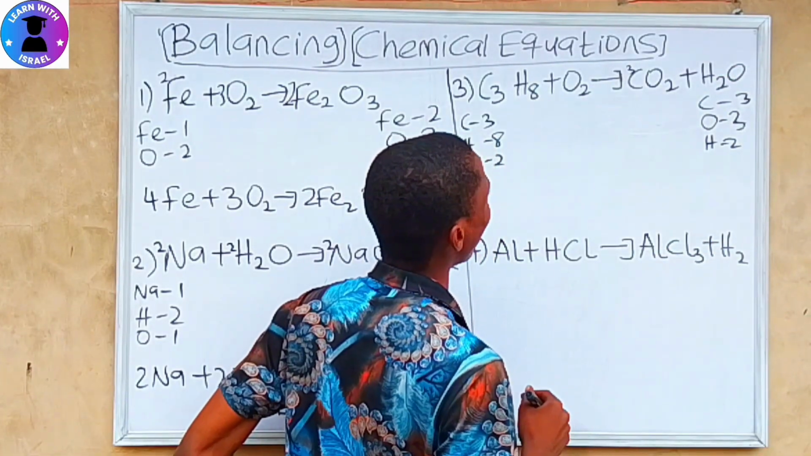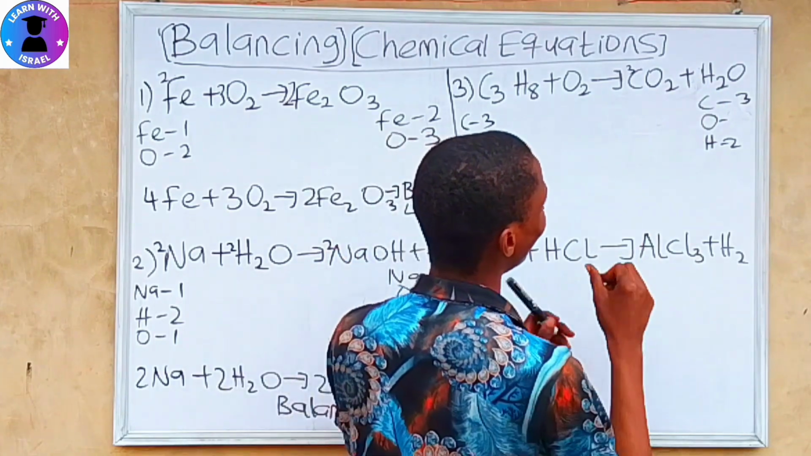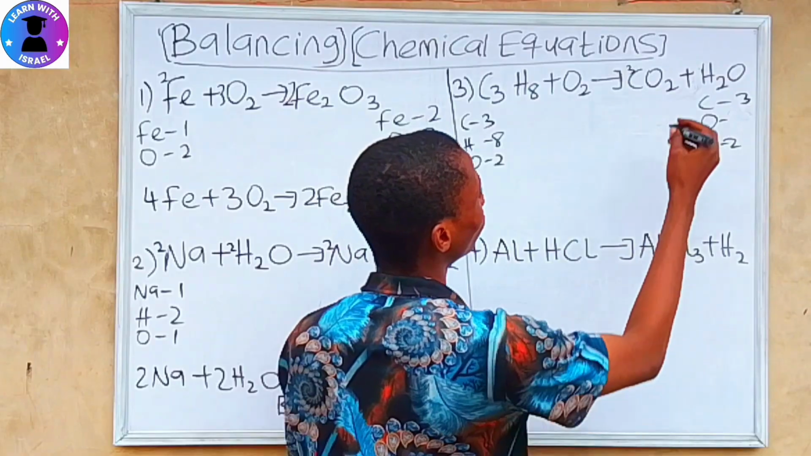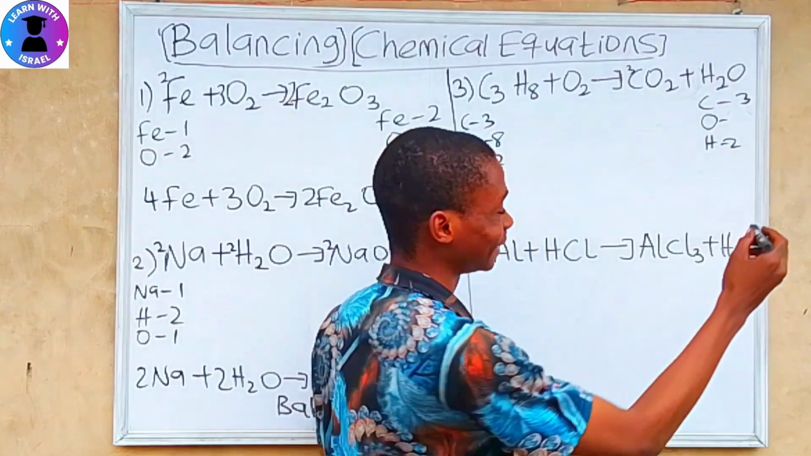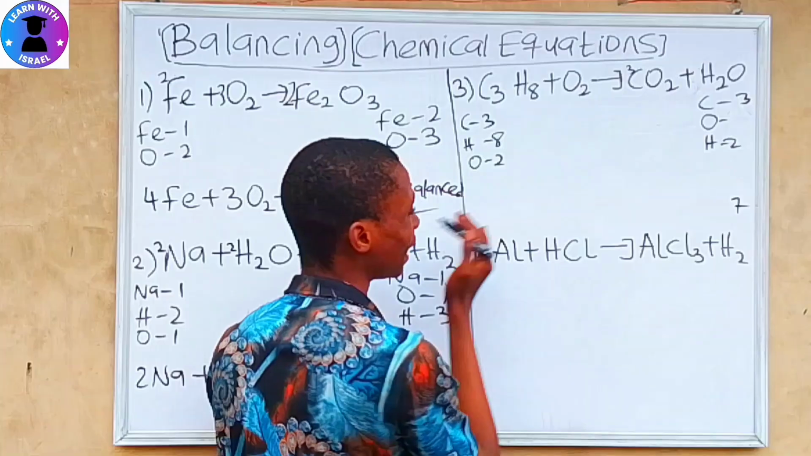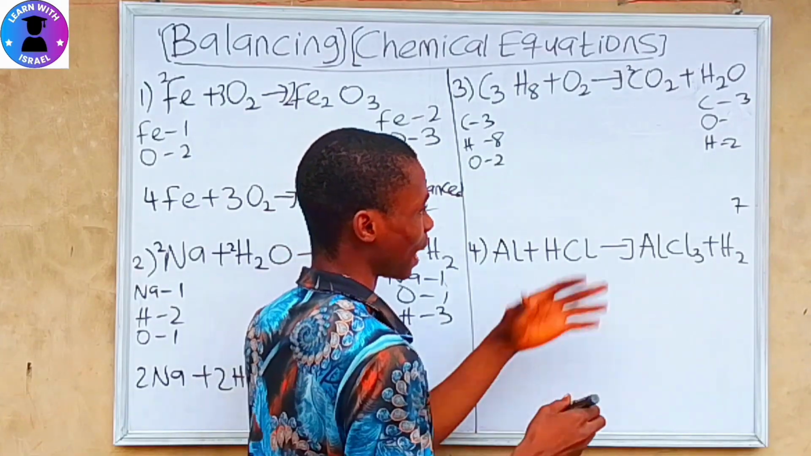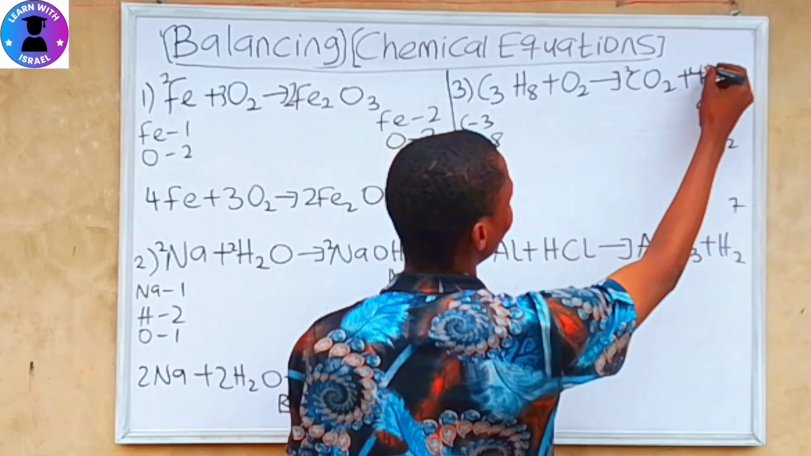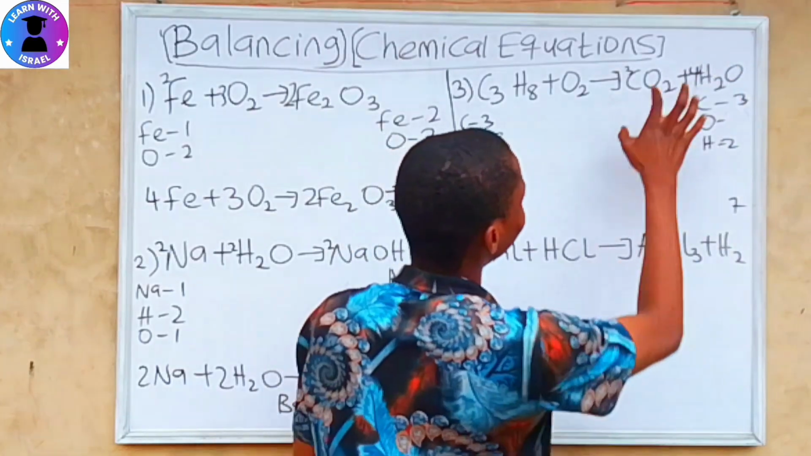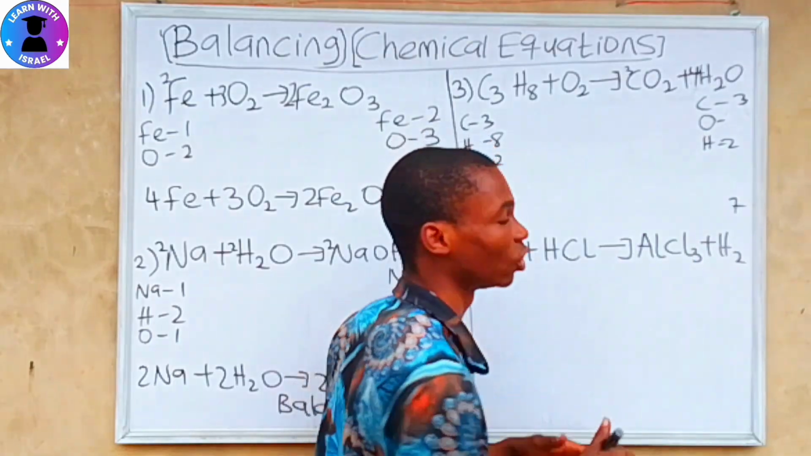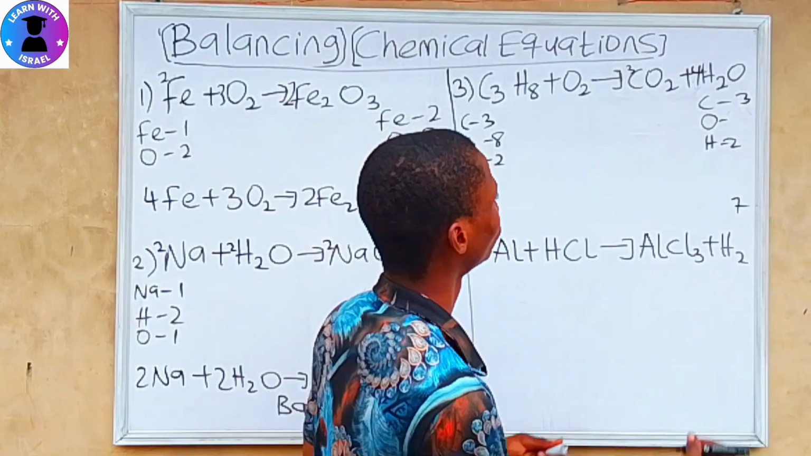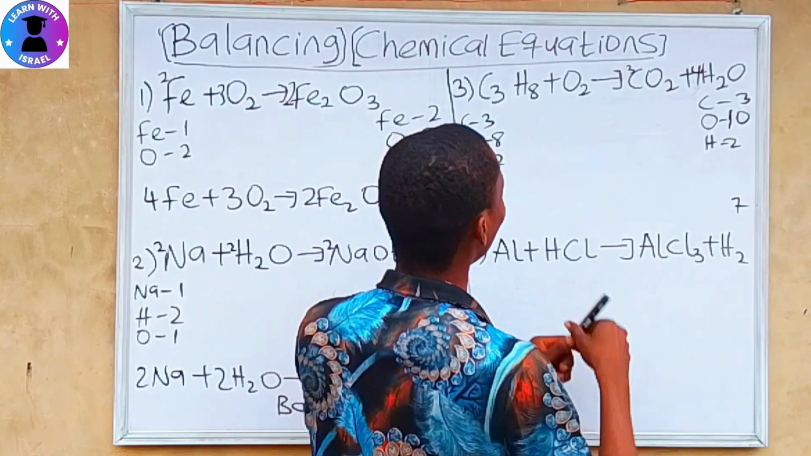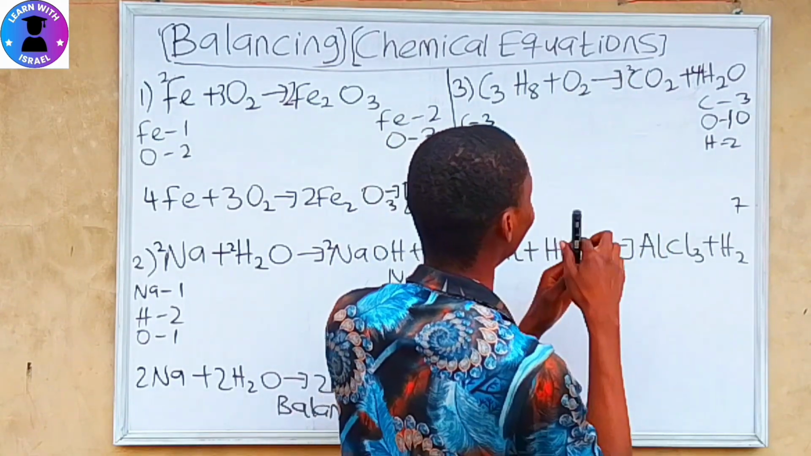So what do we do next now? So let's multiply this by 4 for our oxygen to be balanced, for it to be 10. Because if we leave it at 7, it will be difficult to balance on the right and on the left hand side. So let's multiply this by 4 so it can be balanced. So we now have 6 oxygen here and 4 oxygen here. So 6 plus 4 is 10. So we now have 10 oxygen on the right hand side, but we have 2 oxygen on the left hand side.